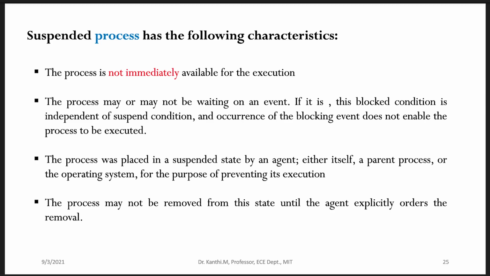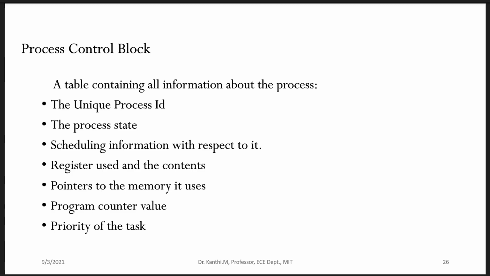Yeah. So these are some of the characteristics of the suspended process. It's more clear. And there is a process control block, which we have seen in the beginning itself. It is a simplified diagram having process ID, program counter, context, memory and other parameters, and state. So the process control block contains the various information relevant to the process, like program counter, priority, etc.